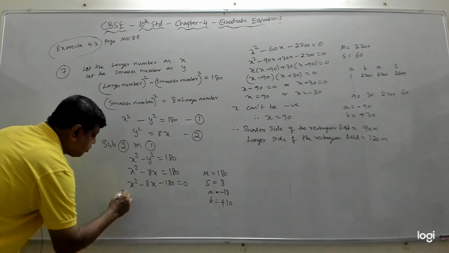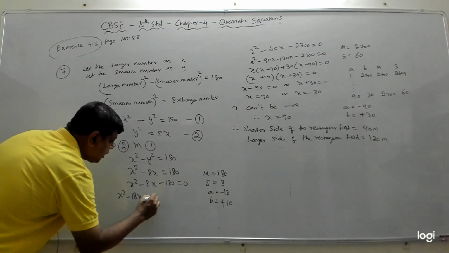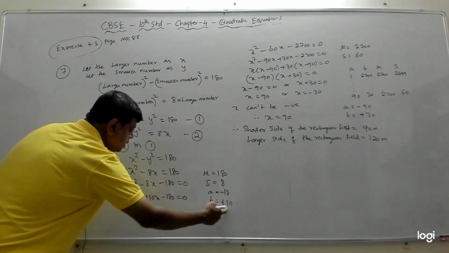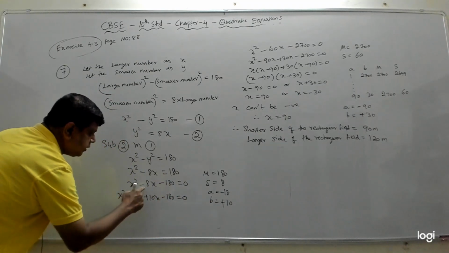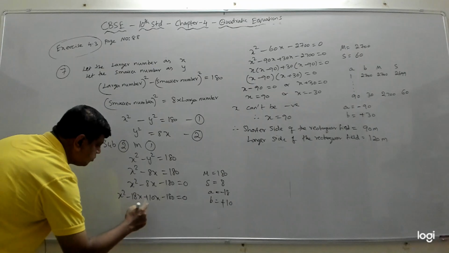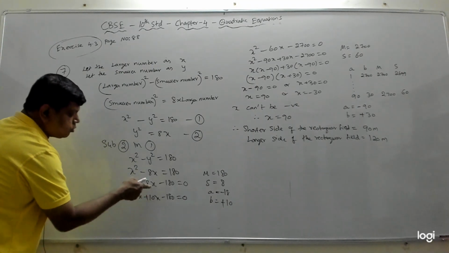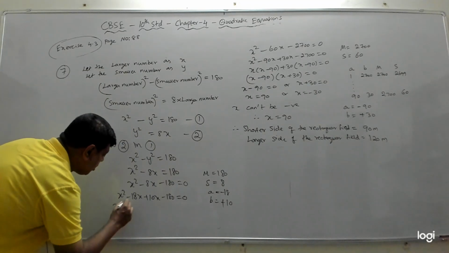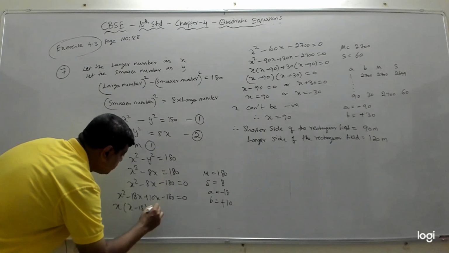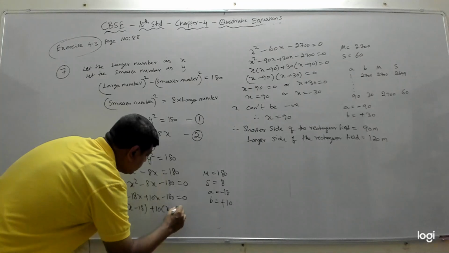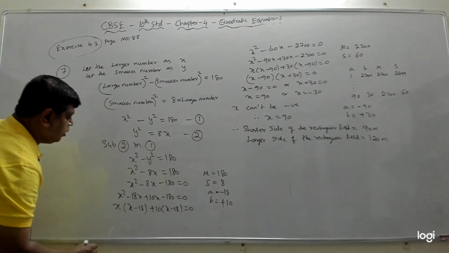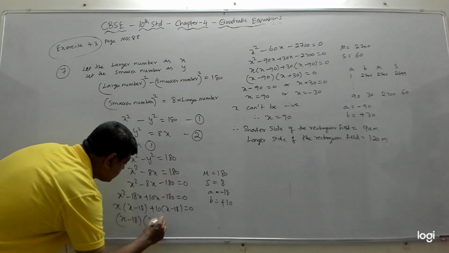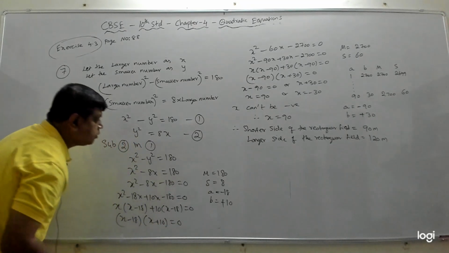So this will become x square minus 18x plus 10x minus 180 equal to 0. This is minus 18x, this is plus 10x. Minus 8x is split into these two. If you do minus 18x plus 10x, you will get back minus 8x. Fine. Now if we take x common, I'll get x minus 18, then taking 10 common, x minus 18, equal to 0. And we get x minus 18 into x plus 10 equal to 0.